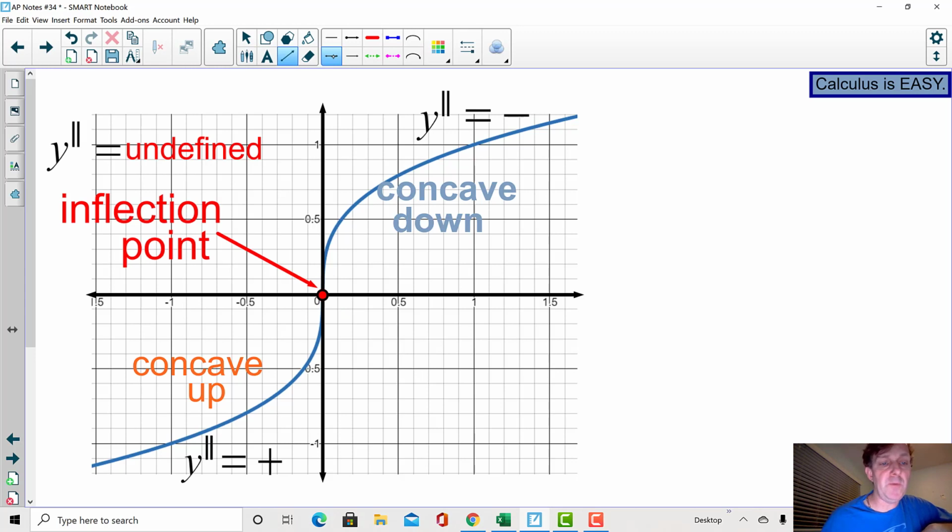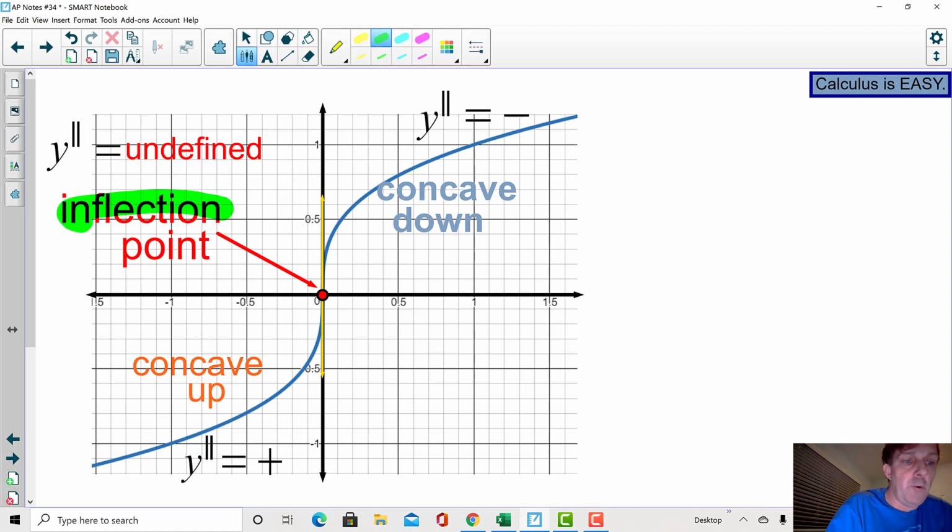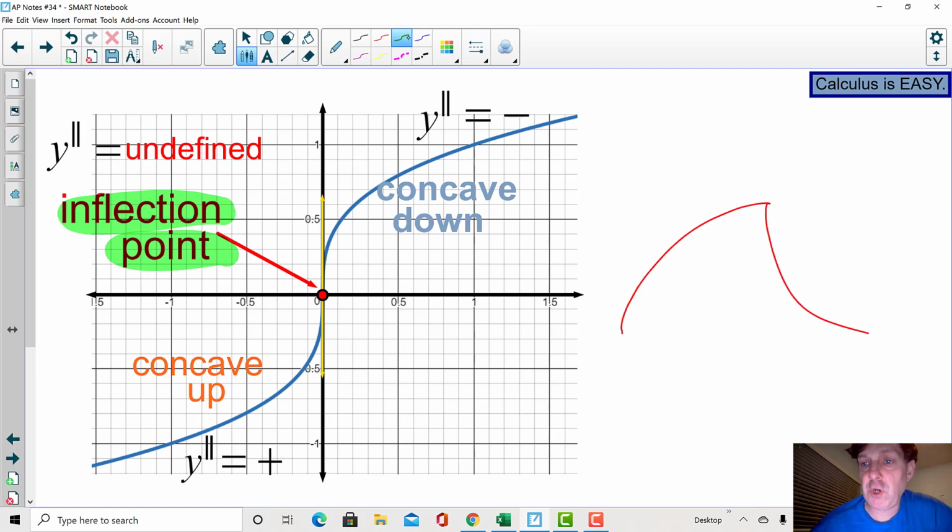Now, I do want to point out that at that spot, we do have a tangent line. It's just a vertical tangent line. So that's going to be one of our requirements in order to call it an inflection point. You have to have a tangent line, even if the tangent line is vertical. So if your function did something like this, it's kind of like the shark fin example. At that point, we are not going to say that it's an inflection point, and that's because there is no tangent line at that spot.